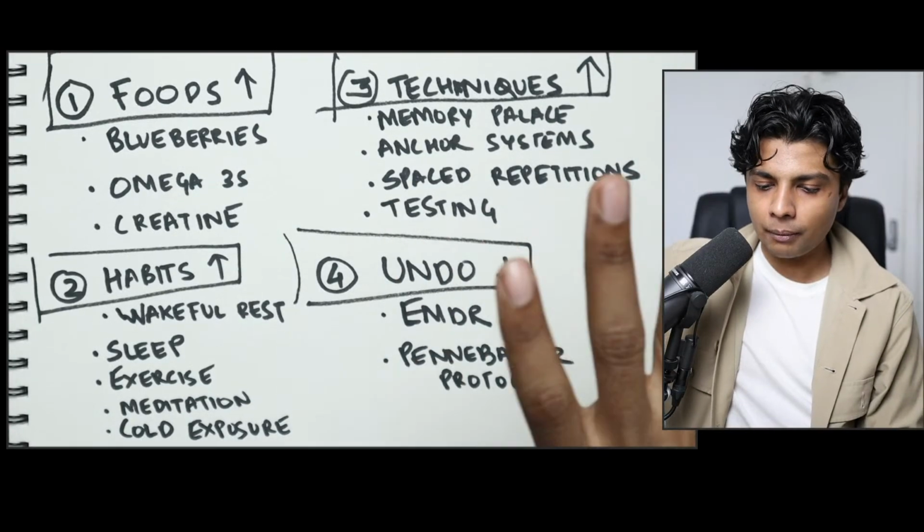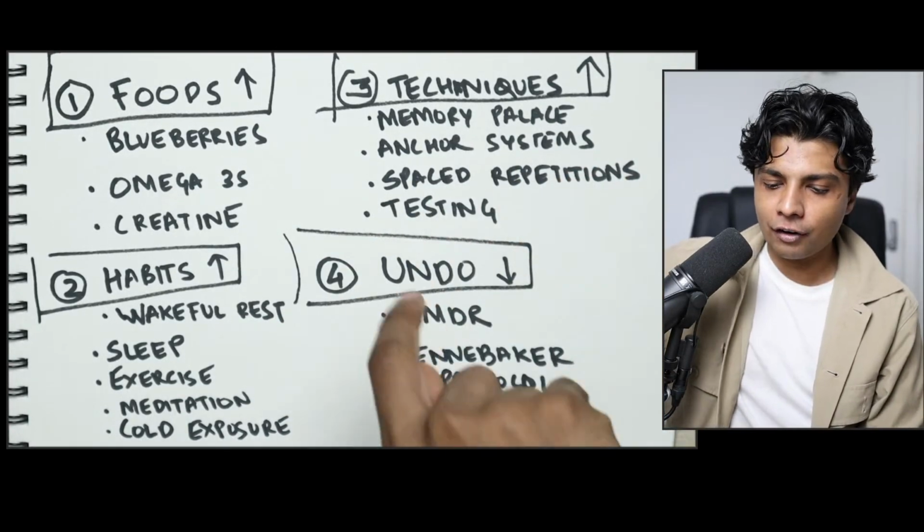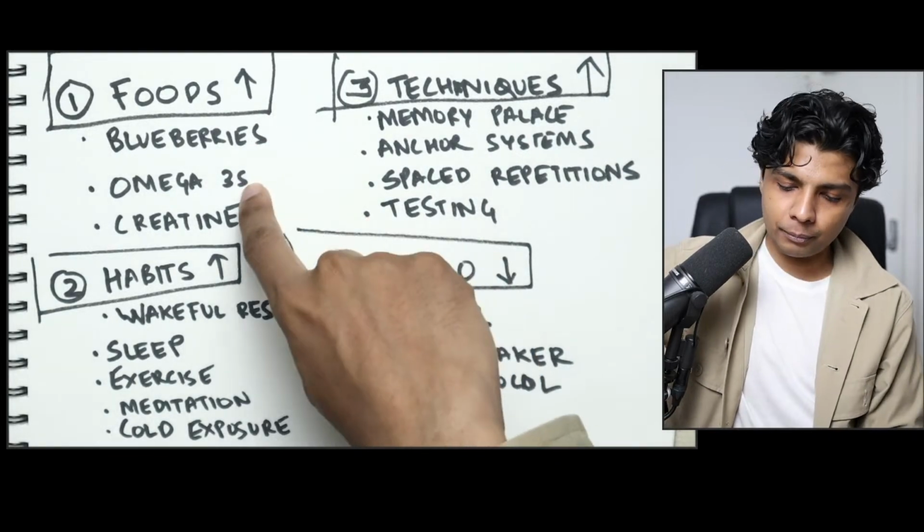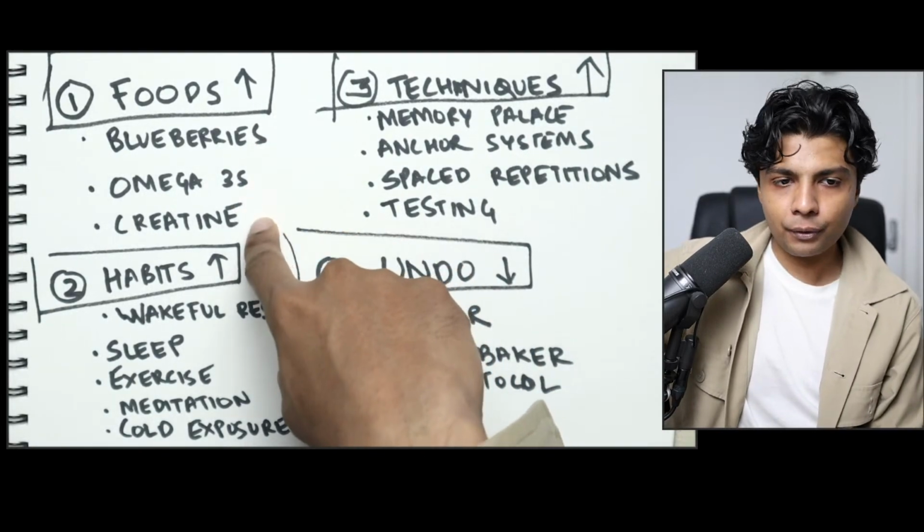Hopefully this gives you a sense that omega-3s might be critical for improving our learning and performance. Just to come back to the map we are covering today, we have talked about blueberries, we've talked about omega-3s, and now we're going to talk about creatine.